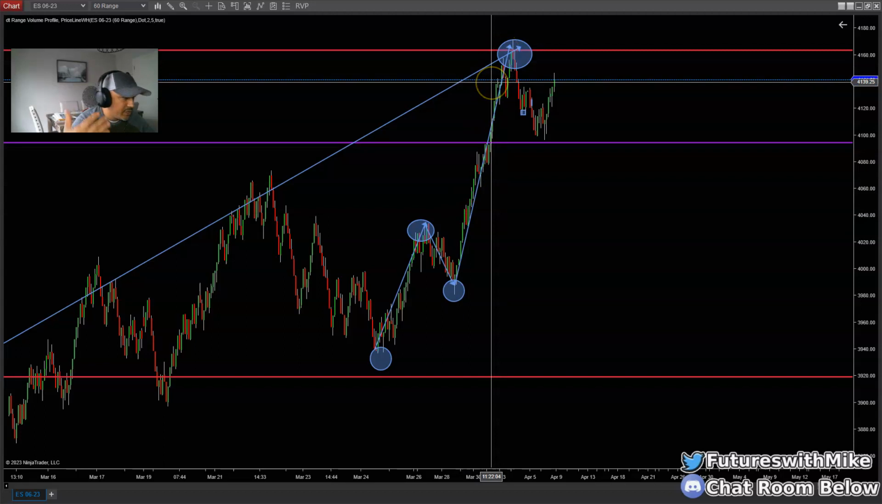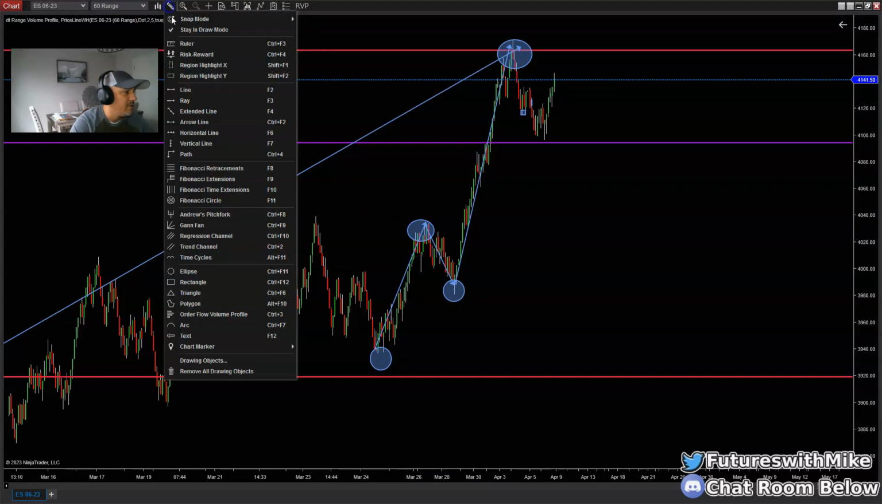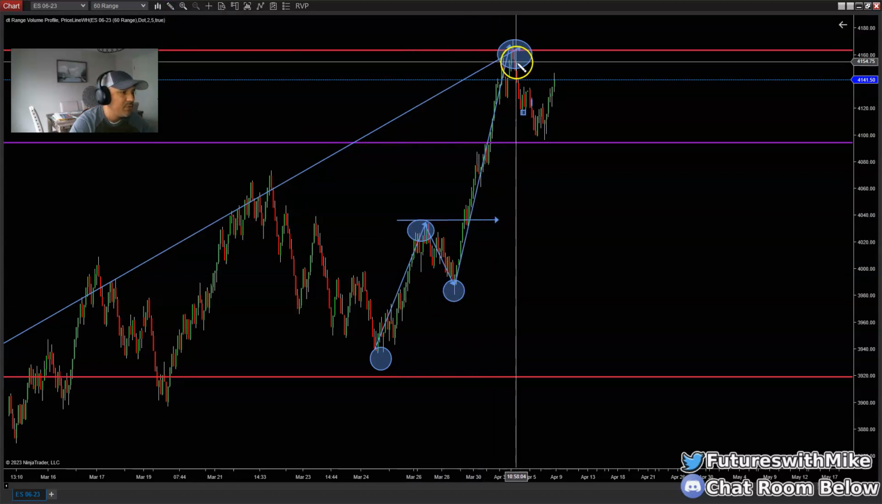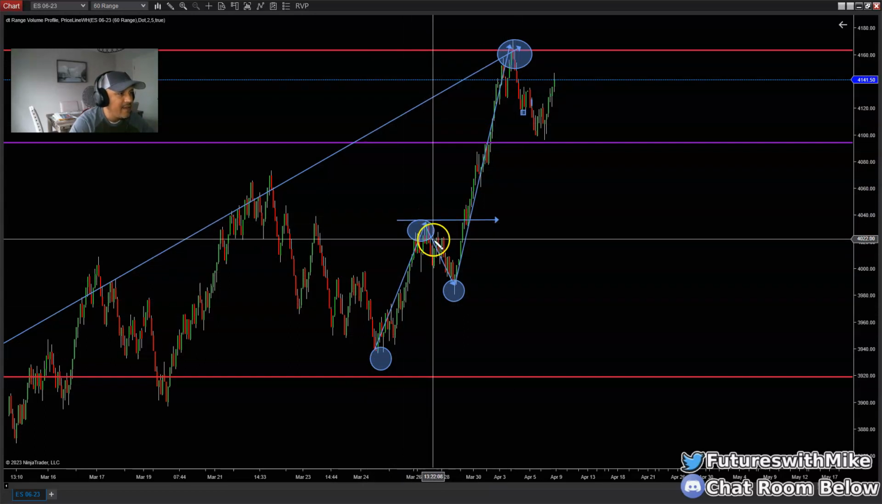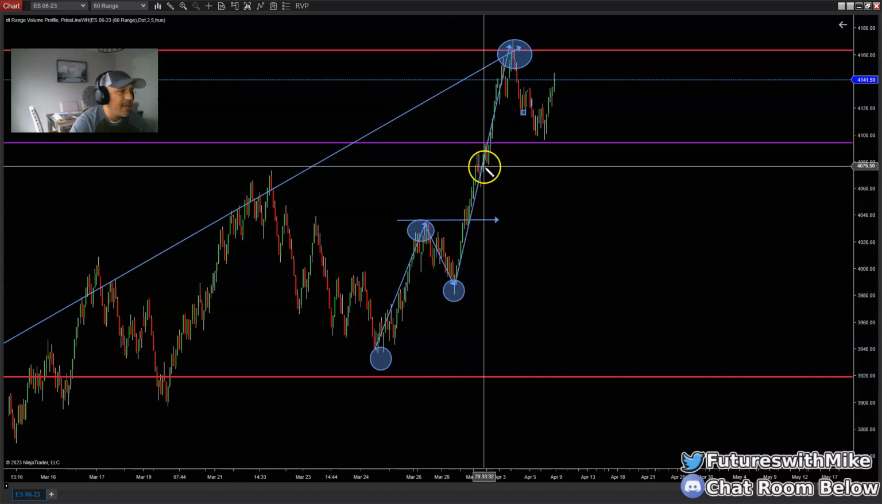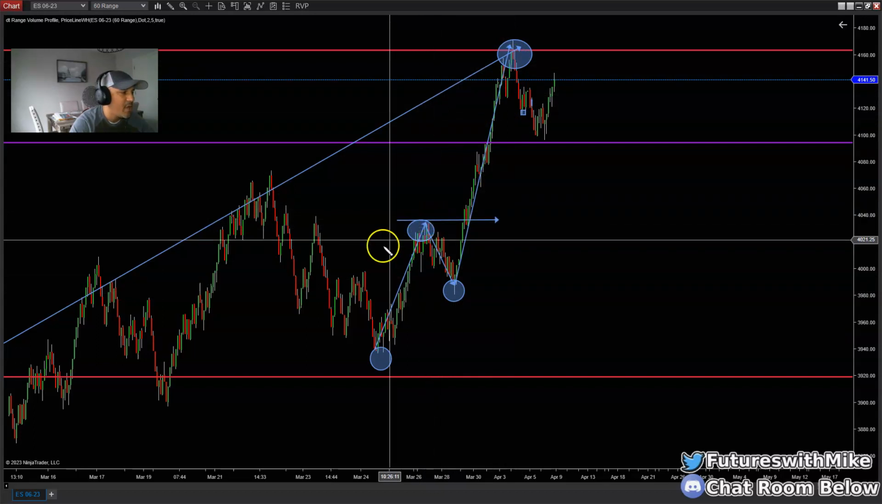Now you have to identify, again, that area of break of structure, which would be right here. Above this area, as price pushed to the upside, it broke structure right here, because you have a high followed by a significant pullback where it made a low before it made a major push to the upside. So it broke structure at this point right here.